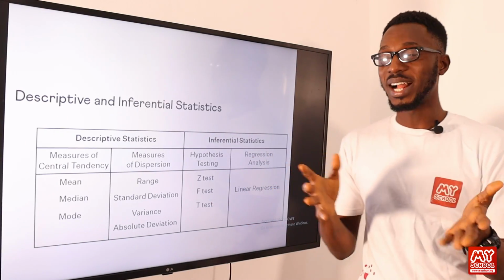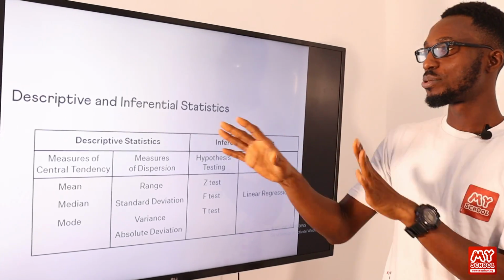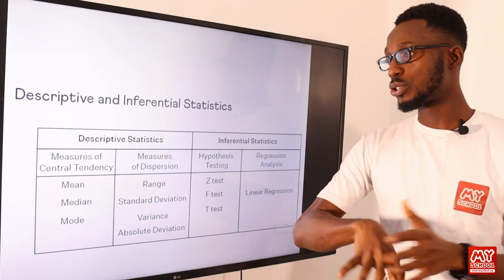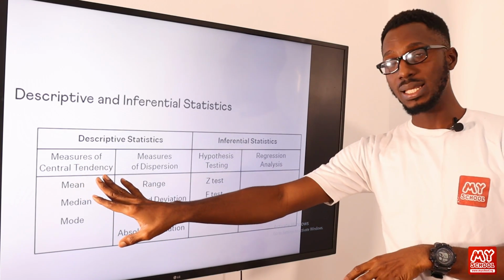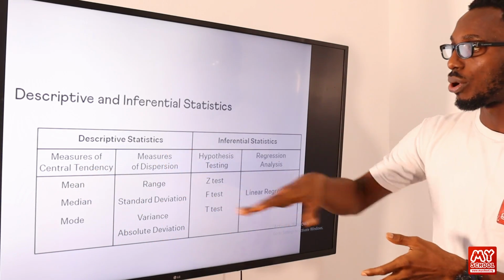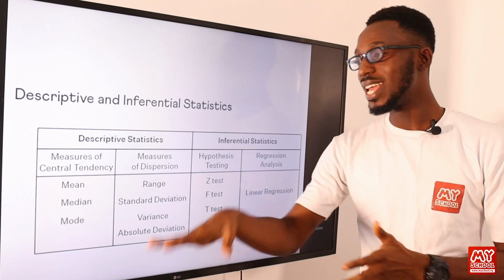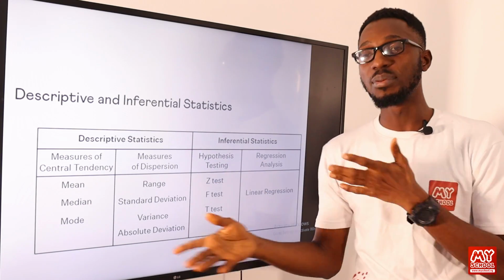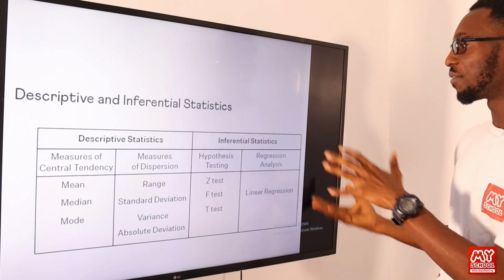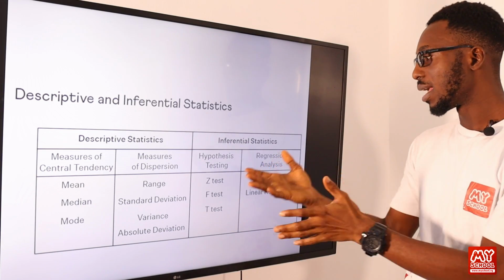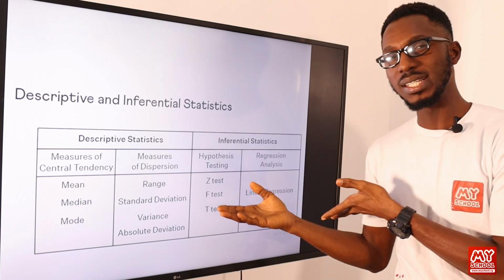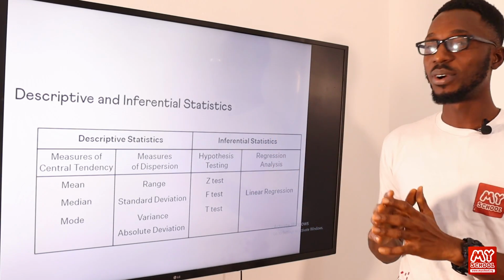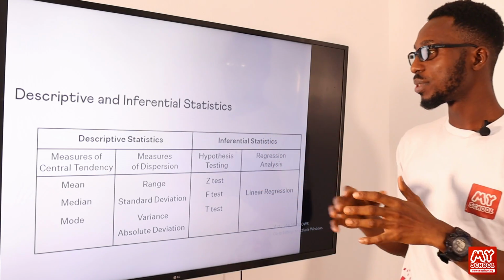Still we are just going to look at some diggings into descriptive and inferential statistics. Under descriptive statistics, like I mentioned earlier, we have the measure of central tendency, of location if you want to put it, or measure of dispersion. Under this, we have your mean, your median, your mode. Then we have your range, your standard deviation, your variance, your absolute deviation. Then for the inferential statistics, we have the hypothesis testing, then we have the regression analysis. Here we have the z-test, the f-test, the t-test, linear regression. I'm just trying to give us a general overview of what we have. Yes, we'll go to the next slide.